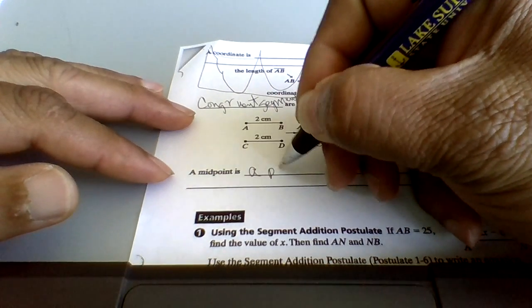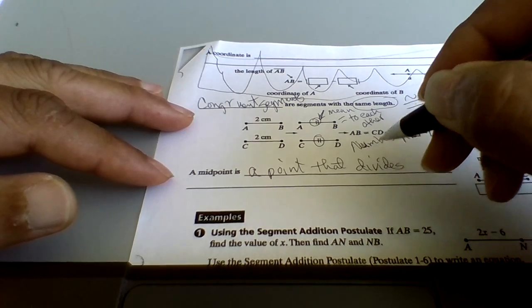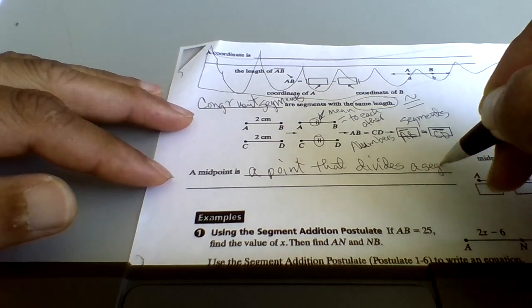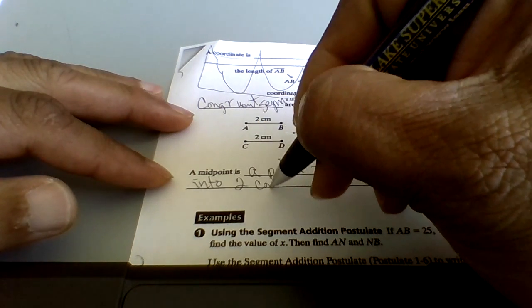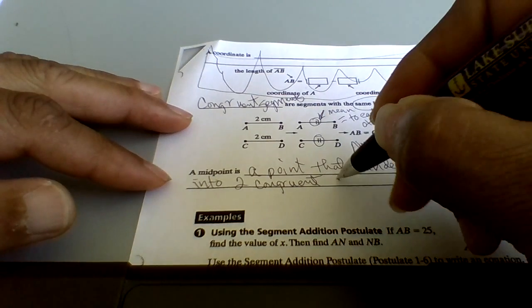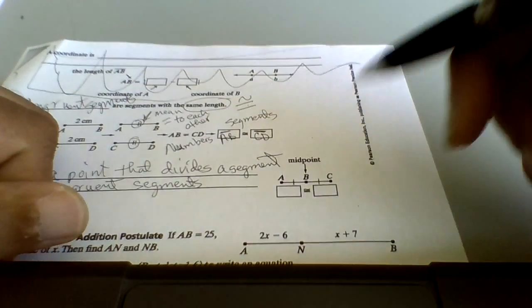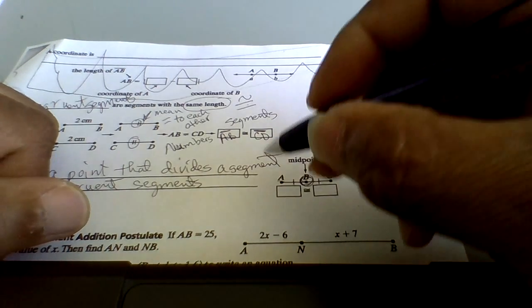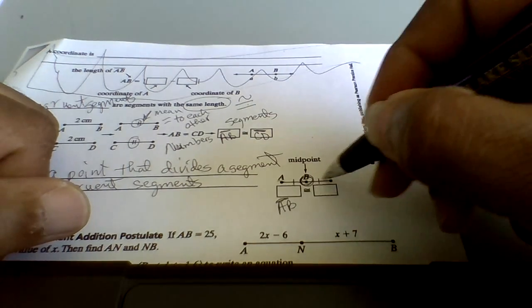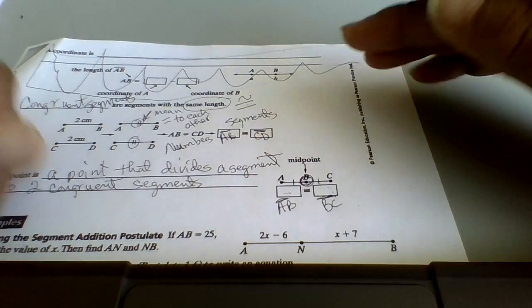A midpoint. Midpoint means it's in the middle. A point that divides a segment into two congruent, remember, congruent is like equals, segments. So in this problem, B is the midpoint, which means that line segment AB is going to be congruent to line segment BC. If it's the midpoint, it's the middle. It sets these two line segments equal to one another, congruent to one another.